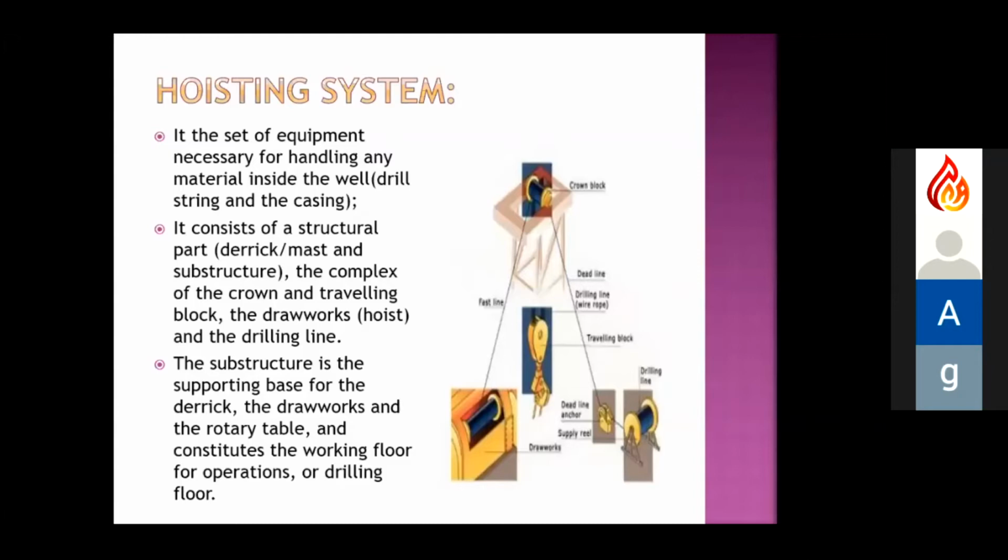This is a set of equipment necessary for handling any material inside the well, the drill string and the casing. It consists of a structural base, the derrick or mast structure, the complex of the crown and traveling block, the drawworks, hoist, and the drilling line. The substructure is a supporting base for the derrick, the drawworks, and rotary table, and constitutes the working floor for operation, or drilling floor.